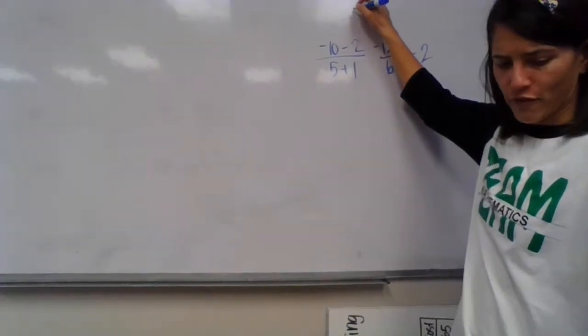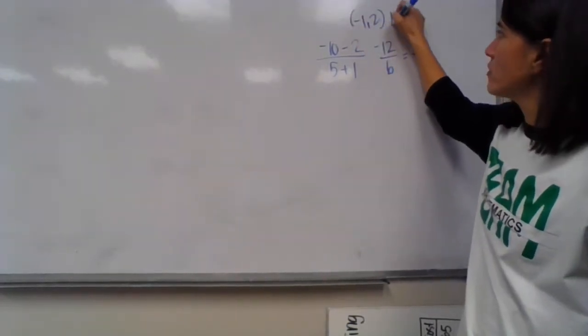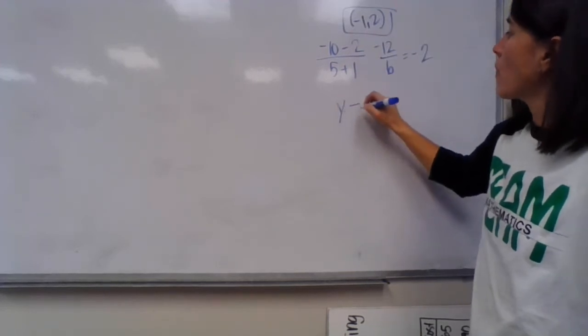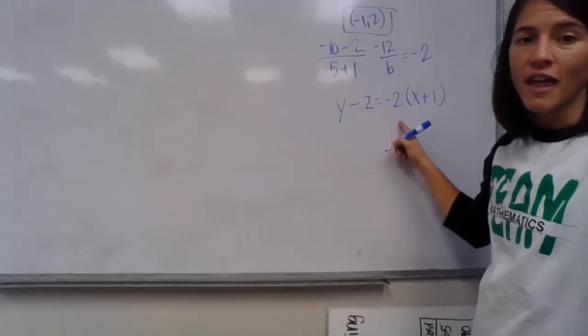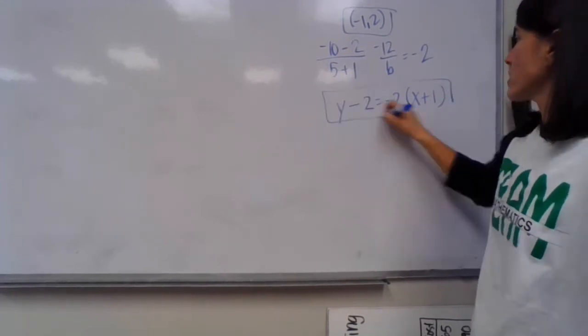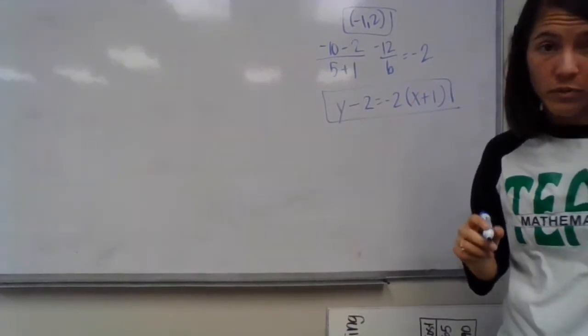And I'm going to just pick the first point, which was -1, 2. So y minus 2 equals -2 times x plus 1. That is your equation in point slope. Check your equation in point slope.